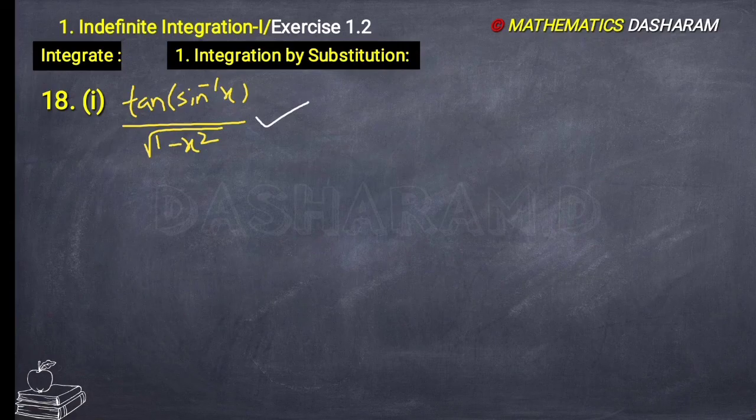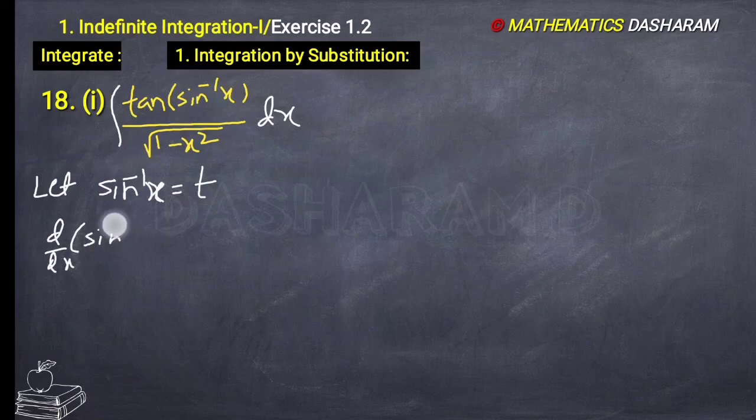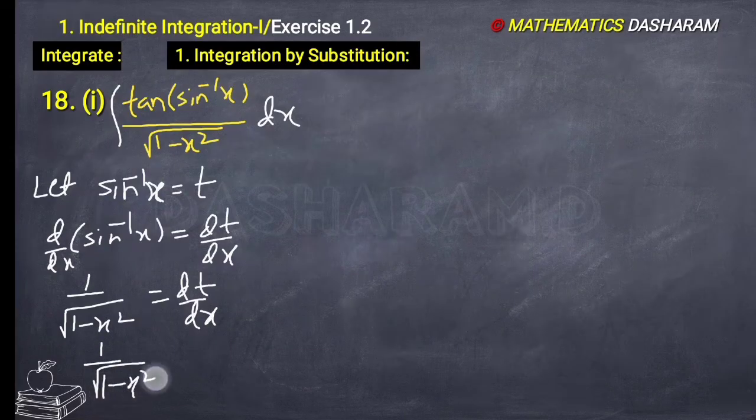Next problem: tan of sin inverse x divided by root 1 minus x square. So apply the integration with respect to x. Let's select sin inverse x equals a new variable t and take the derivative on both sides with respect to x. So it is equal to dt by dx. The derivative of sin inverse x is 1 by under root 1 minus x square. So it is dt by dx. Next, 1 by under root 1 minus x square dx equals dt.